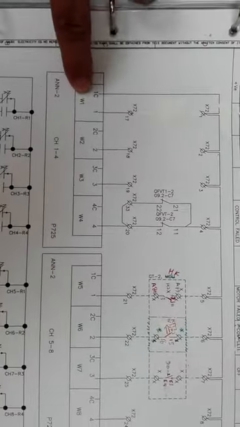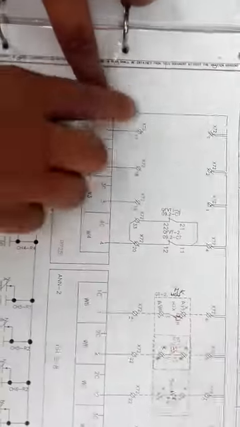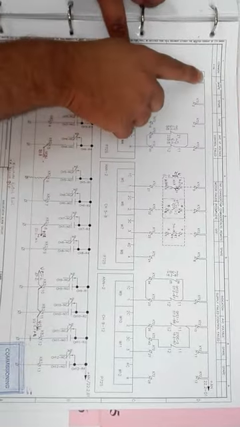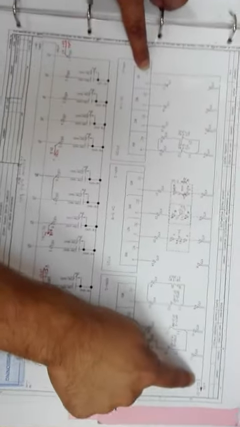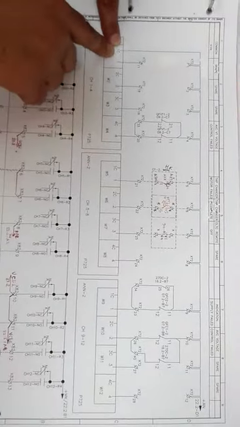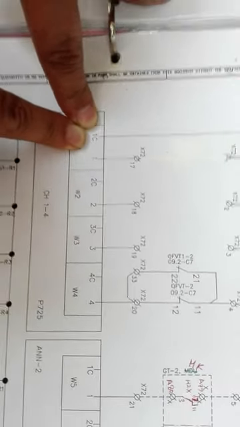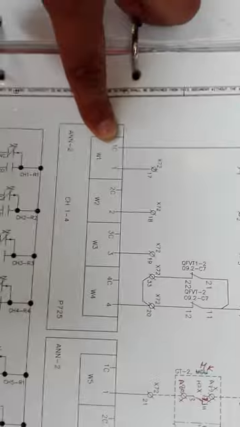Channel 1, common, supplied to all. See, this point is connected to all of the channels, and this is internal, no need to provide any supply. You can see it, positive supply from this point to all the annunciator circuits.